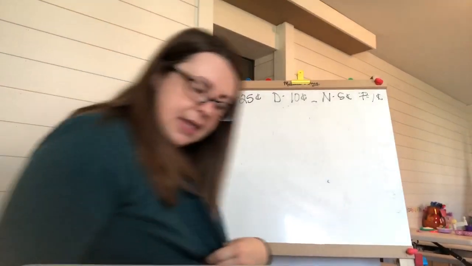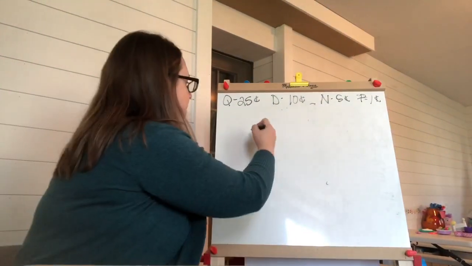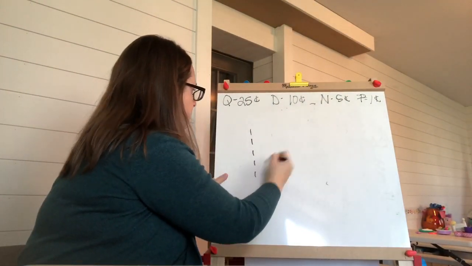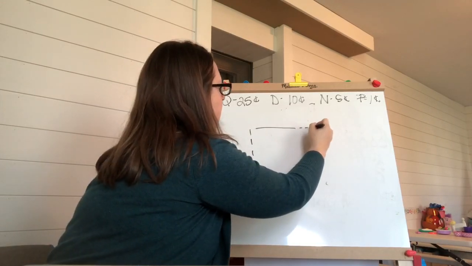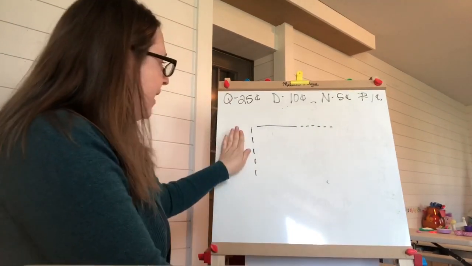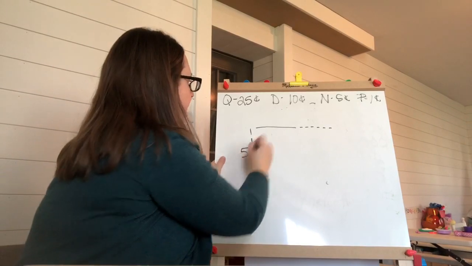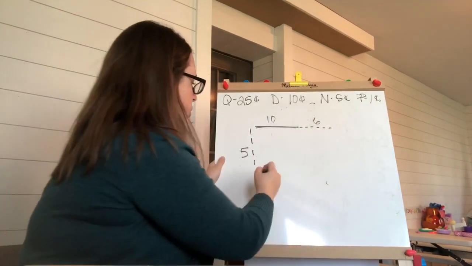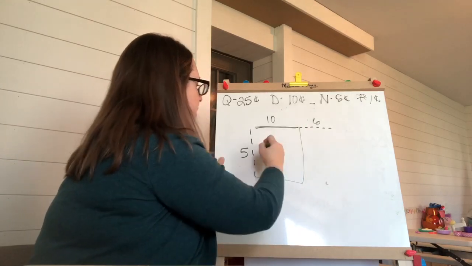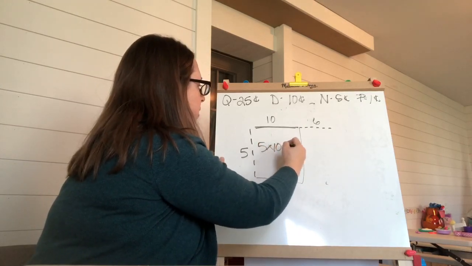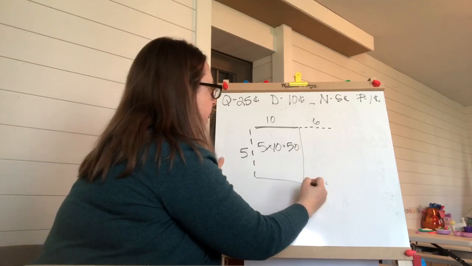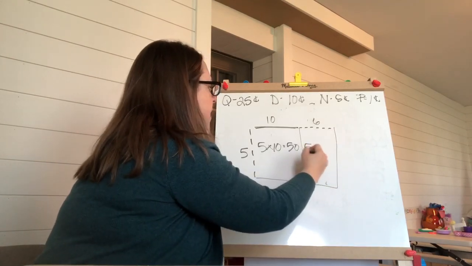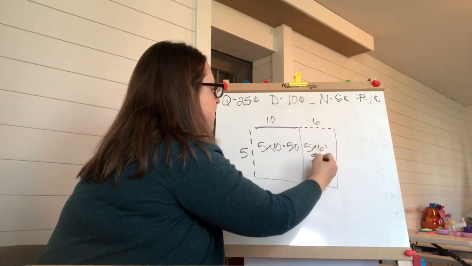Page 35 is giving you an array. So if I have an array like this, what this is telling me is I have 5 over here. I have this line equals 10. These are 6. So my array would look like 5 times 10 is 50. 5 times 6 is 30.